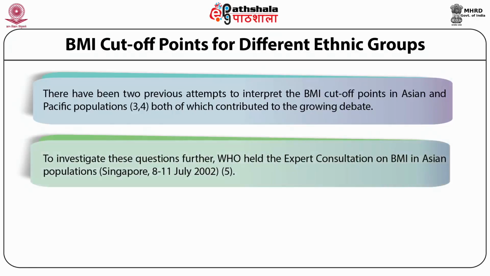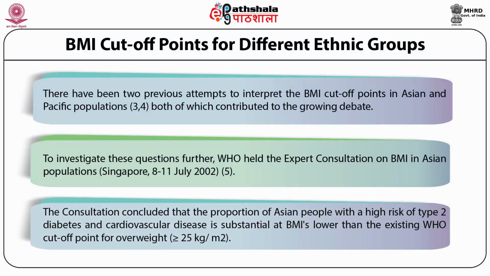To investigate these questions further, the World Health Organization held an expert consultation on BMI in Asian populations. The consultation concluded that the proportion of Asian people with a high risk of type 2 diabetes and cardiovascular disease is substantial at BMI lower than the existing WHO cutoff point for overweight, that is more than 25 kg per meter square. However, the cutoff point for observed risk varies from 22 kg per meter square to 25 kg per meter square in different Asian populations.